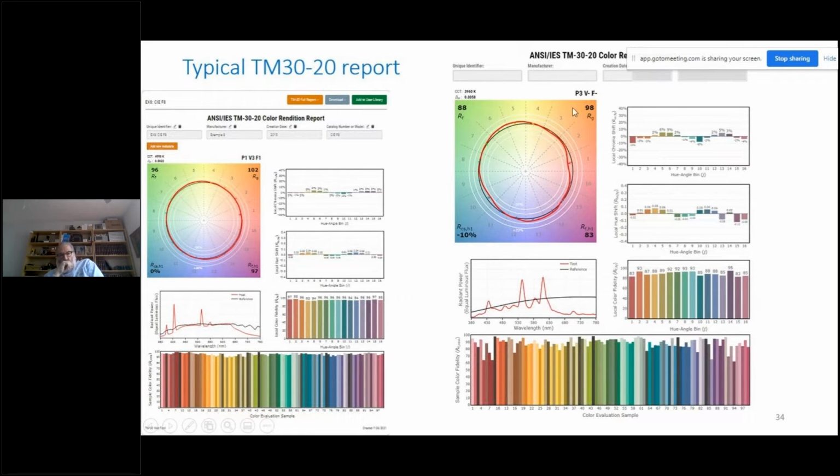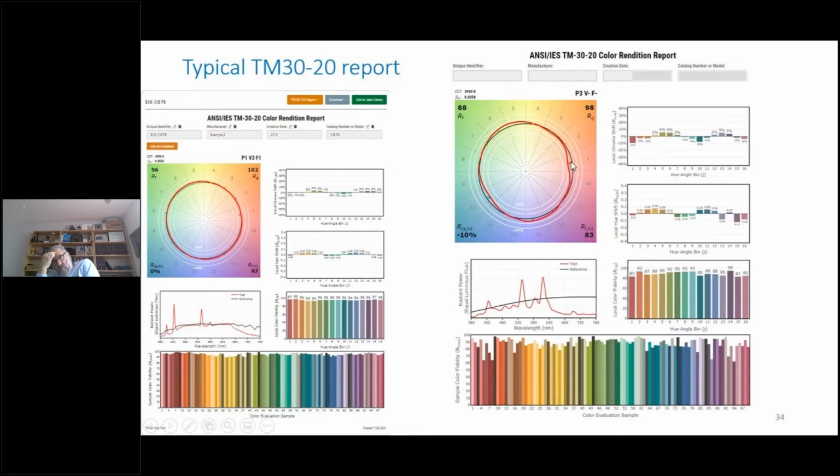Okay, so now after going through all of this, we are in a position to look at the TM30-20 color rendition report. And let's try to understand this. And after that, I will show you how you can generate this report. So here you have the color vector graphics, your black test source, your black reference source, and red test source.